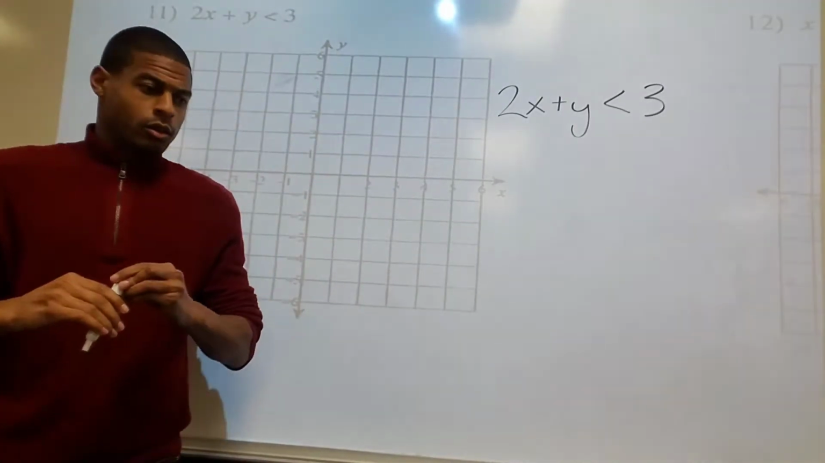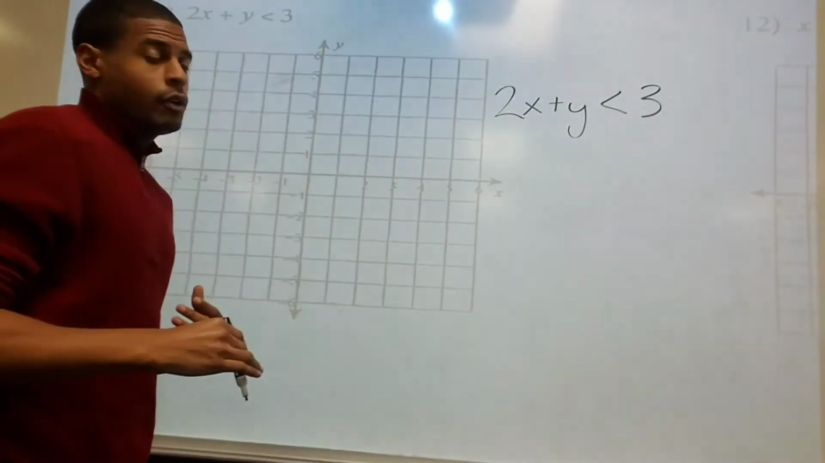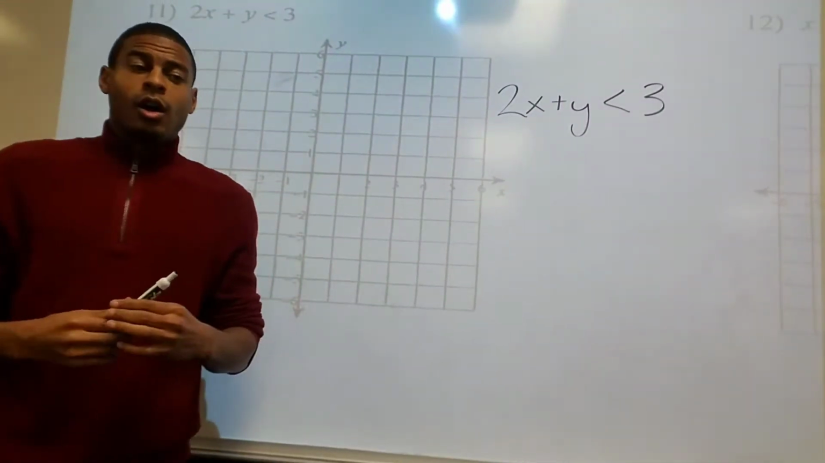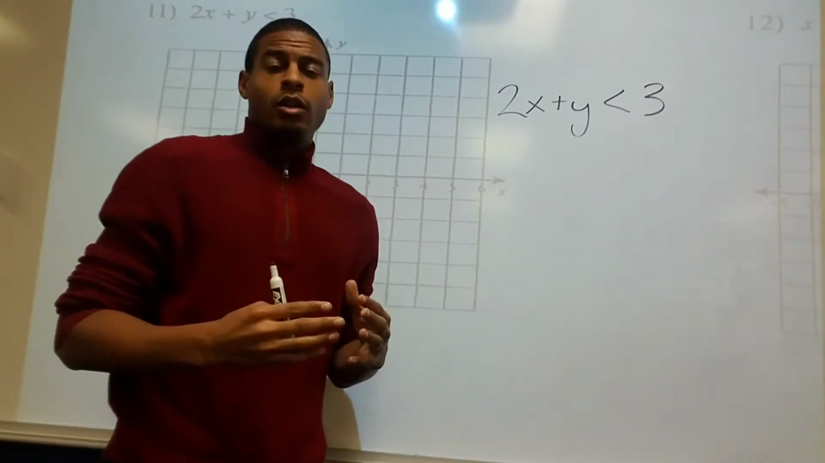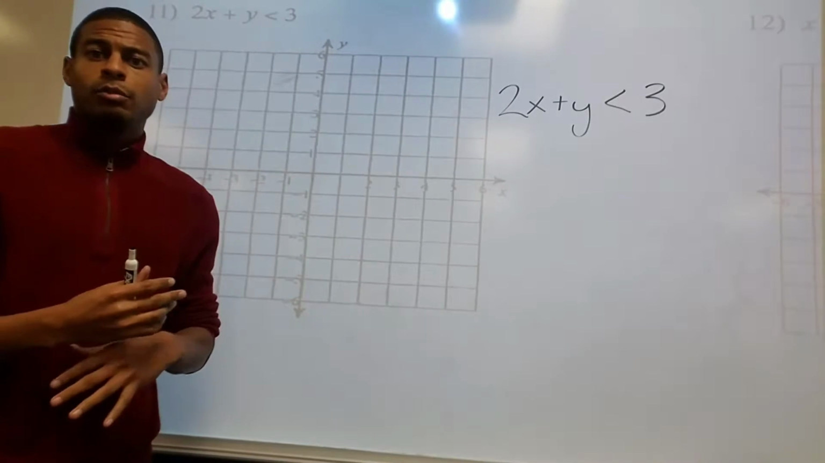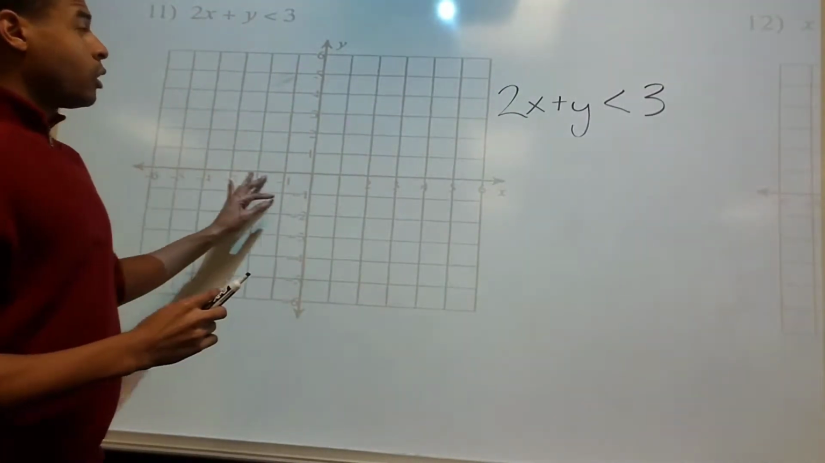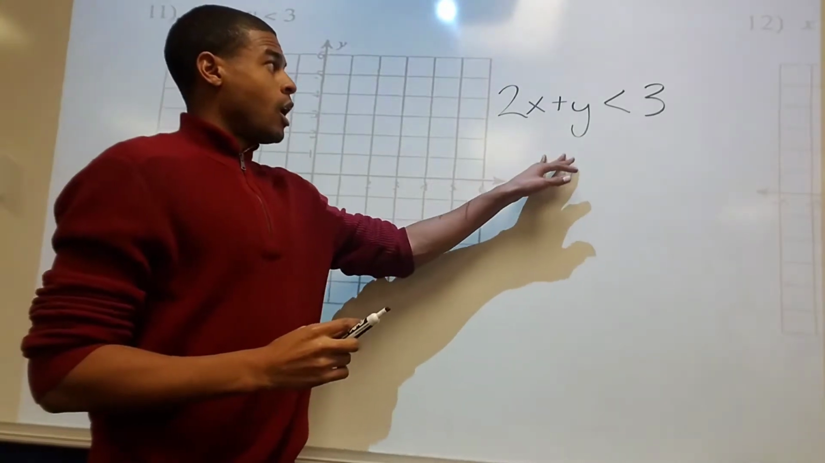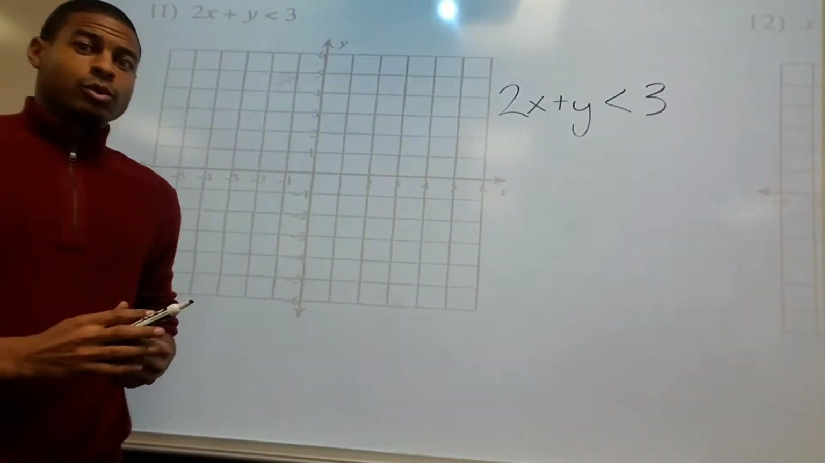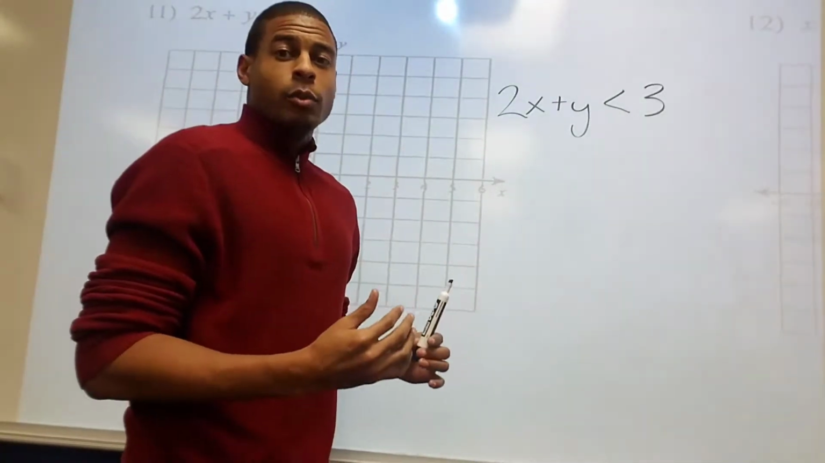So for this lesson, we're graphing inequalities. We graph inequalities the same way we graph equalities, in the sense that we need the inequality to be in the y equals mx plus b form. All right. So we have the inequality 2x plus y is less than positive 3. We have to have the inequality in slope intercept form.